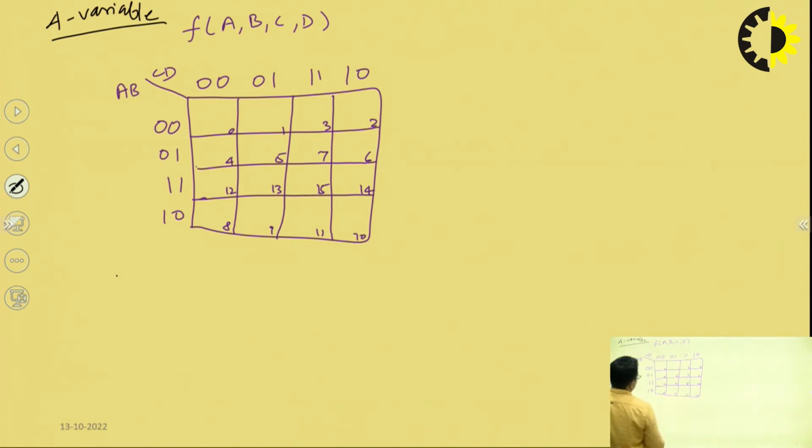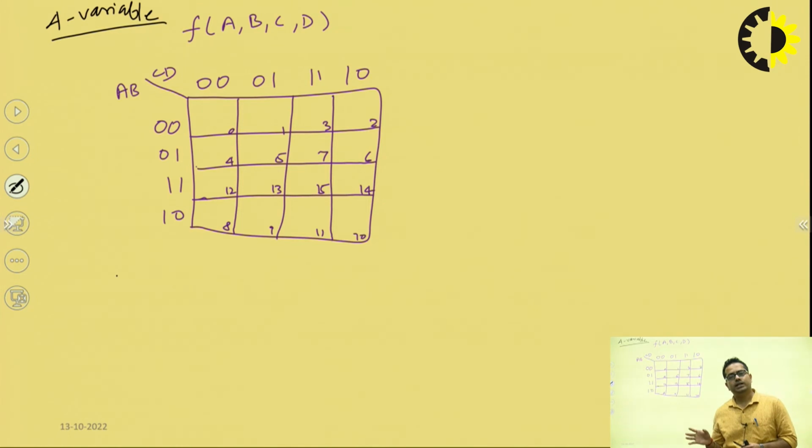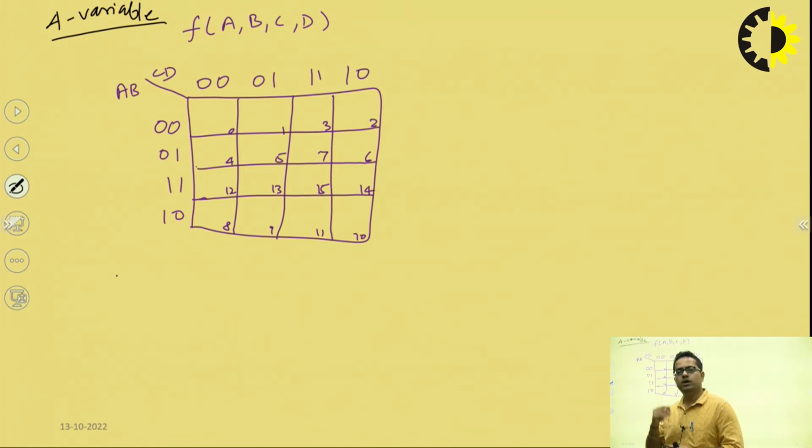The next thing is that it is not a hard and fast rule that you have to write AB on this side or CD on this side. You can write CD on this side also and AB on the upward side. But the thing that you have to take care of, while filling the decimal equivalent value, is the manner in which you are writing the variables, moving from MSB to LSB.